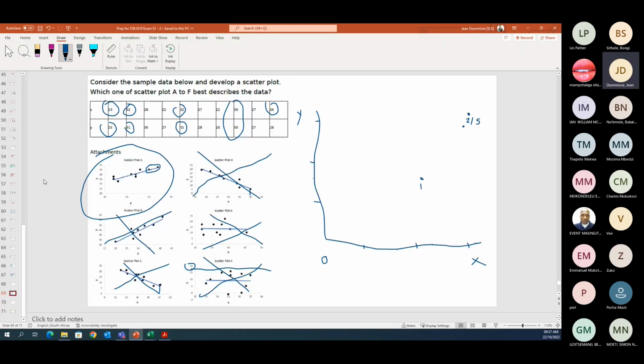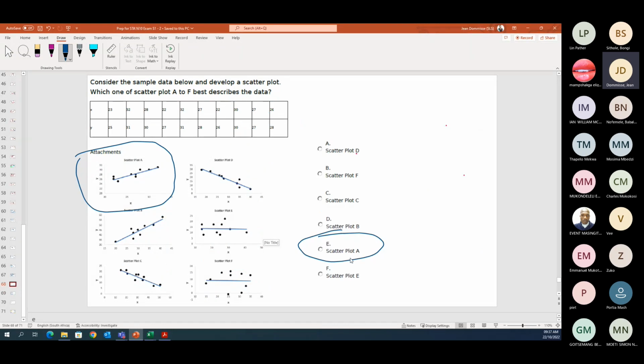Okay, cool. So the answer was actually option E, scatter plot A. So please be very careful when you answer. I think it was nearly the same in other scatter plots that you did in study unit 3 and 2 and things. The numbers don't always correspond to what is in the answer set. So option E, scatter plot A, was the correct one.